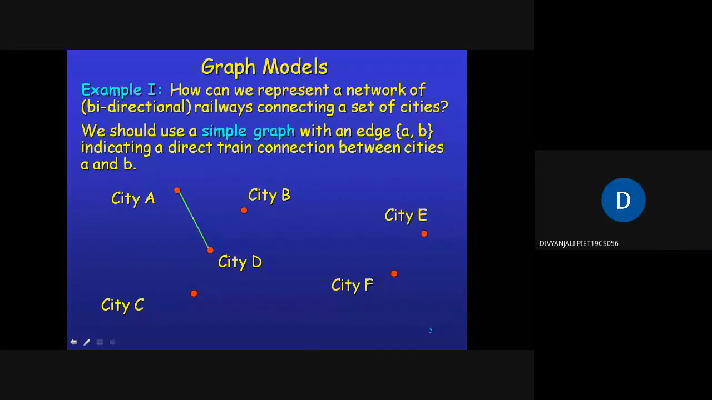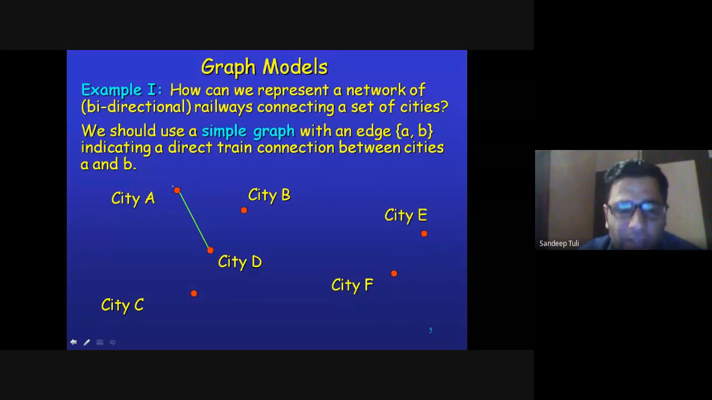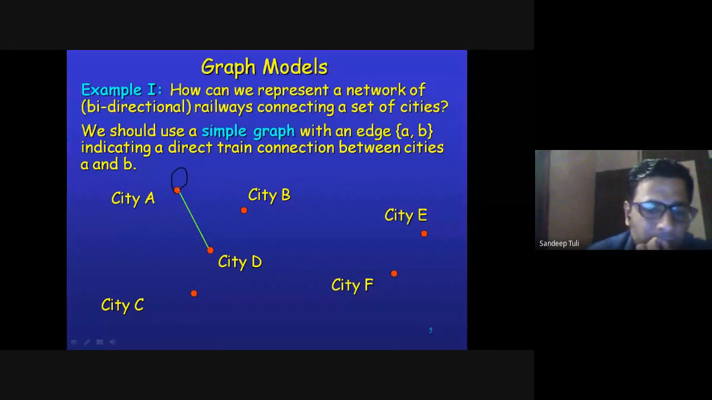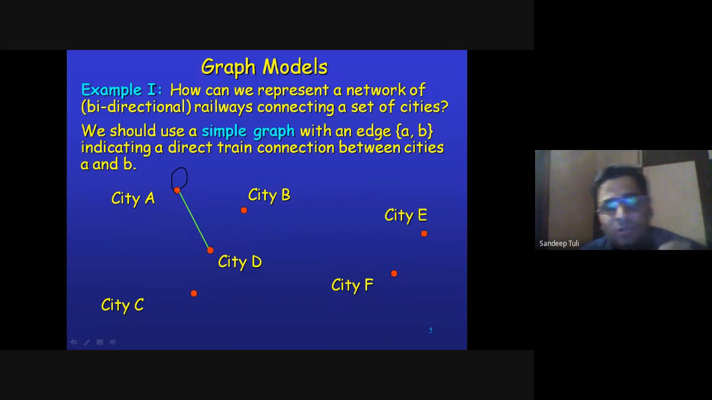Okay, then sir, why are we taking the loop as 2? Because it is incident on a single vertex only. Here the loop is contributing for a single vertex, but the edge between A and D is contributing for both A and D. So because of that edge, we are taking the degree of two vertices.